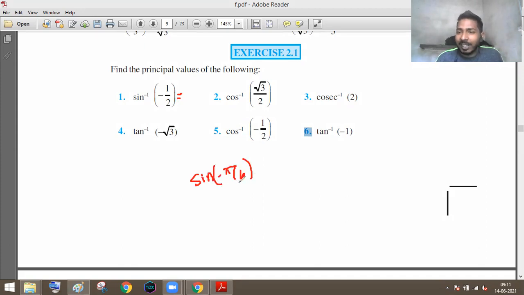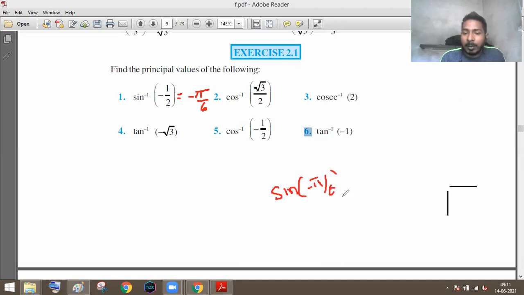That is a mix-up, what are you doing? It is just minus pi by 6. Inverse is an angle. If you write sine minus pi by 6, it will be a number. The answer is just minus pi by 6. What is the answer for this? 3. Also pi by 6. It is also pi by 6.